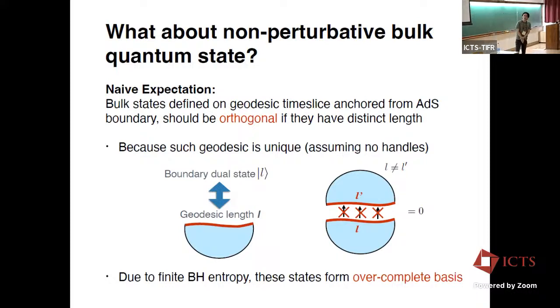But now you encounter a serious question. Because we have finite black hole entropy, the number of quantum states in the Hilbert space is finite. But now we have a continuous family of states which are orthogonal to each other. It seems like these length states give you too many states in your Hilbert space, and at least they should give some over-complete basis to our Hilbert space, which is finite dimensional. So this is the puzzle at first sight.